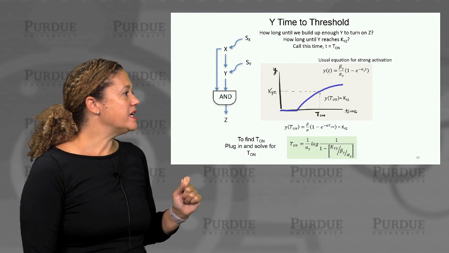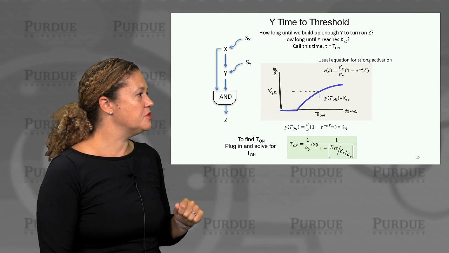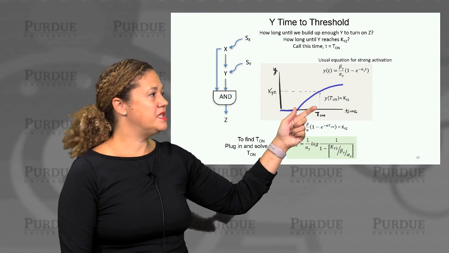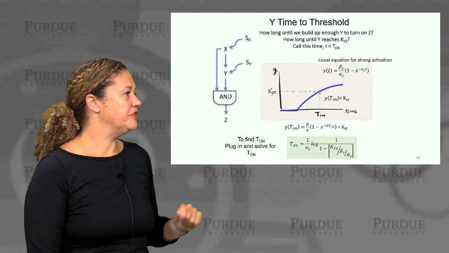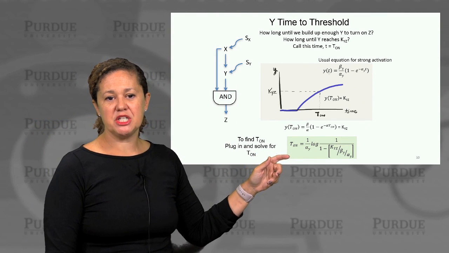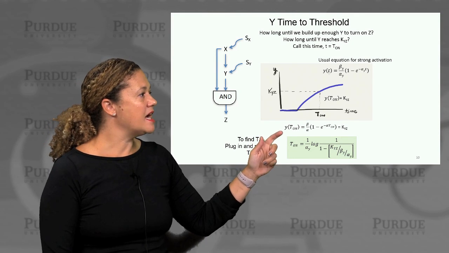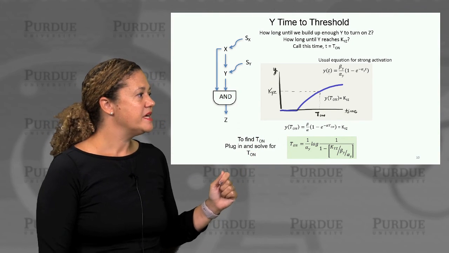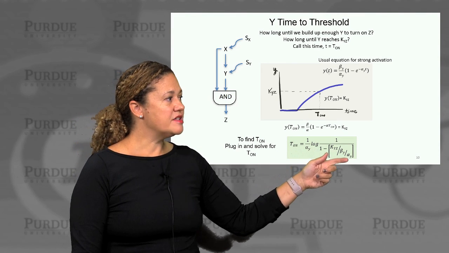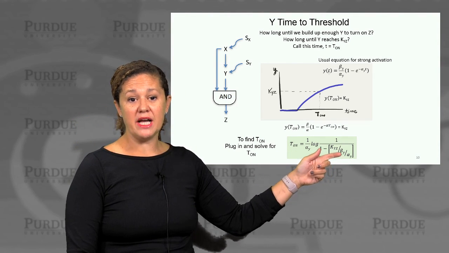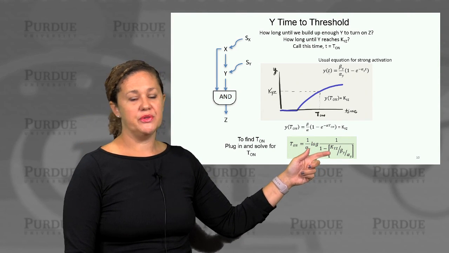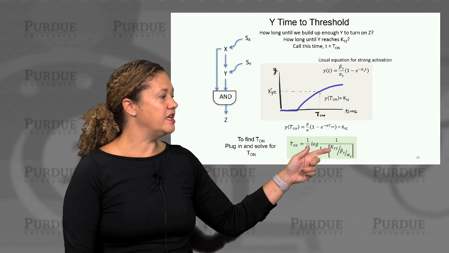Okay? So we can find this time in the usual way, by simply plugging in Y at time T on equals our threshold value KYZ. And when we do that, we get this expression here. We can see that the time it takes to reach that value is now not only a function of our decay rate and our steady state value of our Y gene product, beta over alpha, but also our threshold value, KYZ, for turning on Z.